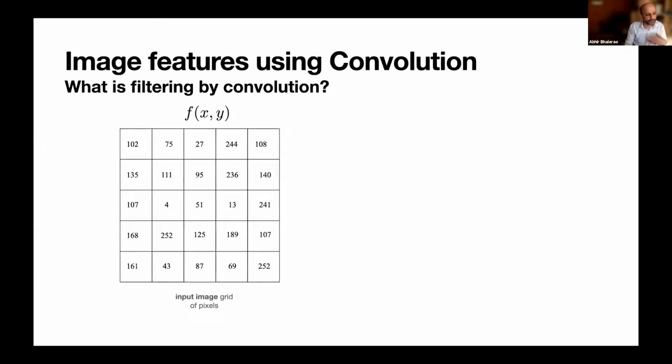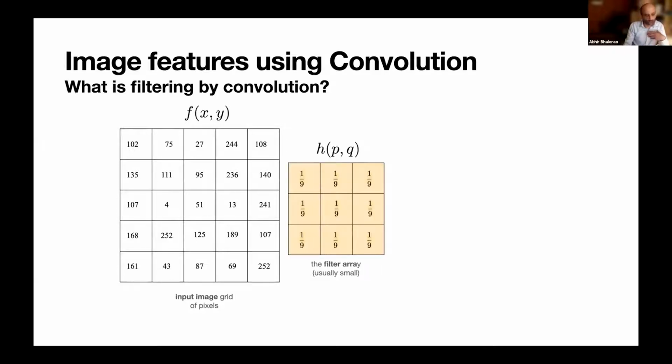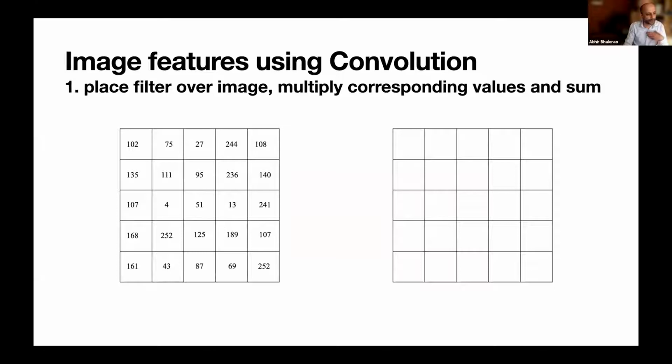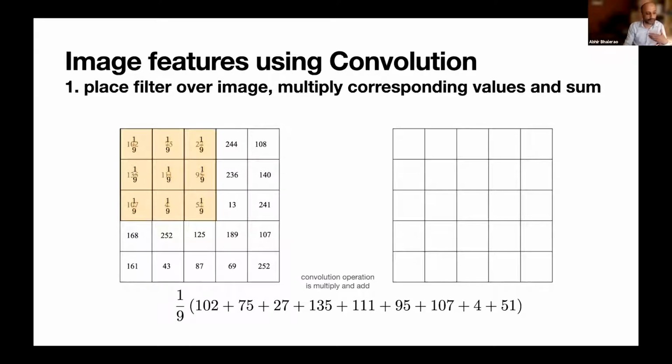If I have a grid of pixels, an array of pixels, I'm calling this F. And if I take another little image, this is called a filter array or a filter kernel, and it's usually very small in relation to the size of the image. I can do this special operation, which allows me to generate an output map. So how do I do this operation of convolution? Well, I start by putting the filter kernel on top of my image, and then I multiply the corresponding numbers between the kernel values and the image values, and then I sum the output. This is the convolution operation. This actually gives me a single value.